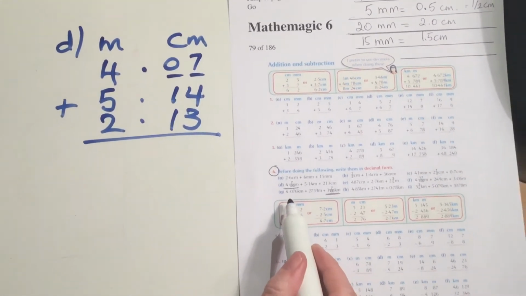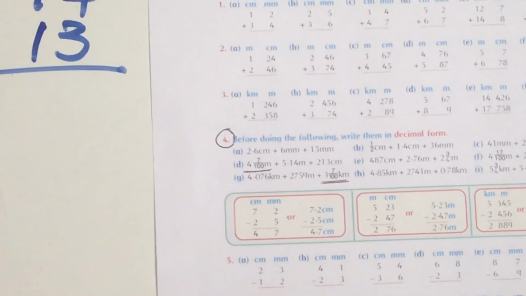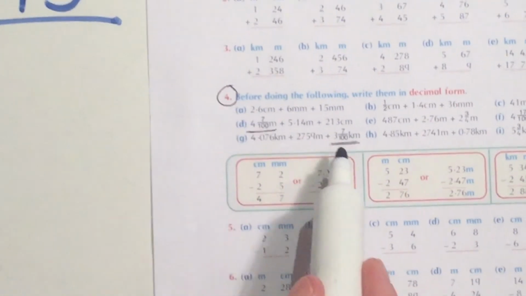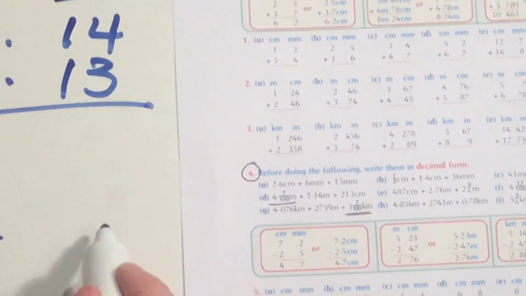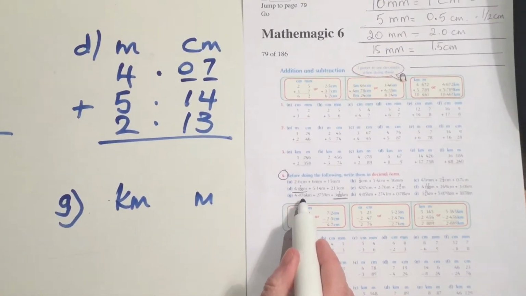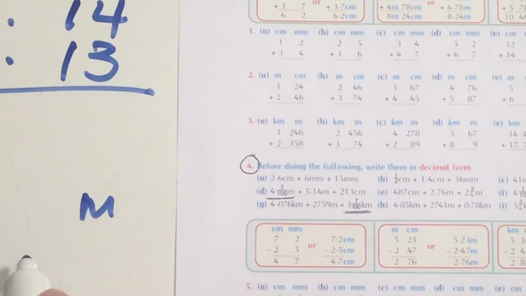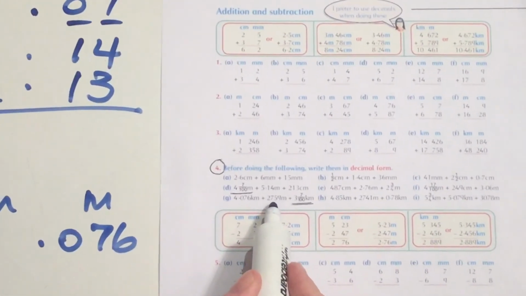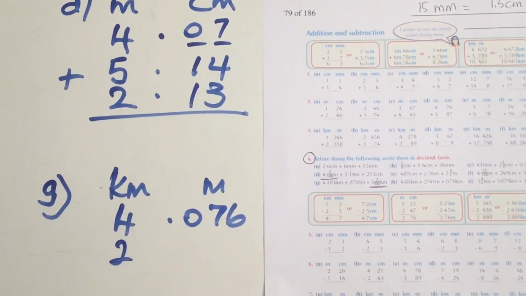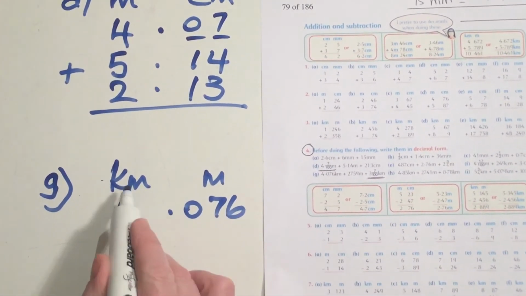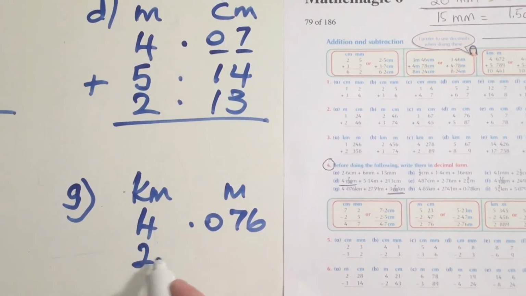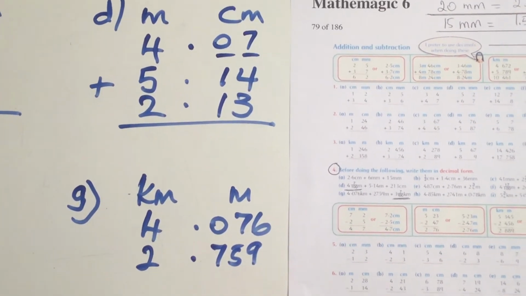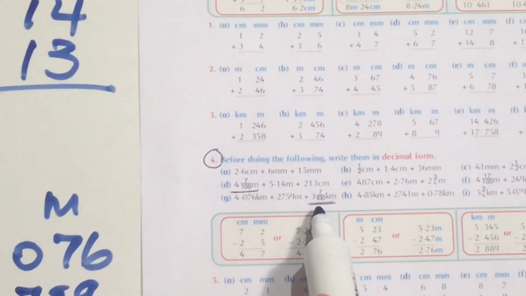Okay, and then we're going to look at G. So we're adding this time kilometres and metres. 4.076, 4 kilometres and 0.076 metres. 2759. So we have 2000 metres, 2000 metres is 2 kilometres, and 759 metres. And this is a little bit tricky here.